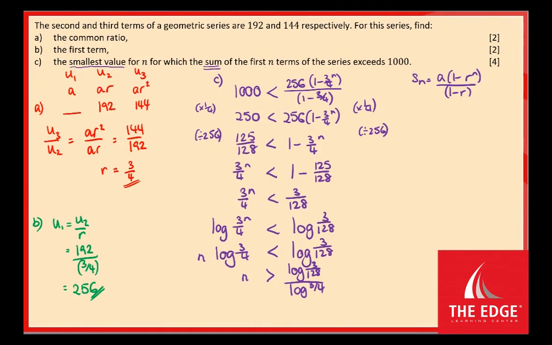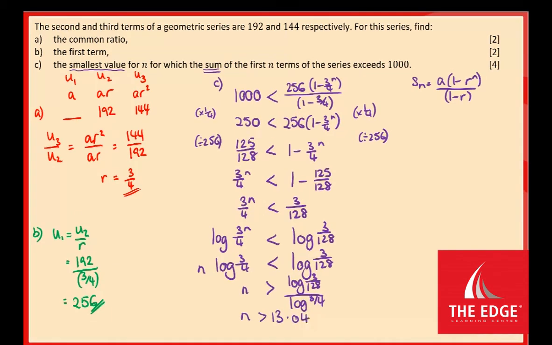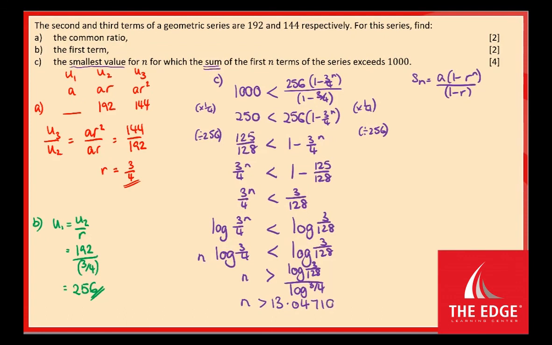So if I pop that all into my calculator, I should end up with n is greater than 13.047142. Now, I'm not finished yet because it's asking for the smallest possible value for n, which makes my sum of the series exceed 1,000. So the smallest possible value you can have would have to be n is equal to 14.